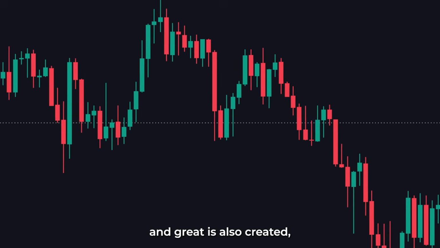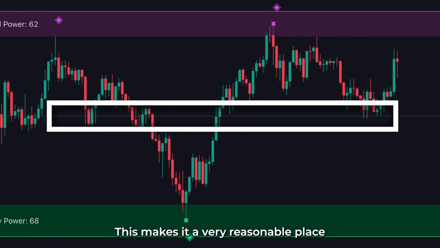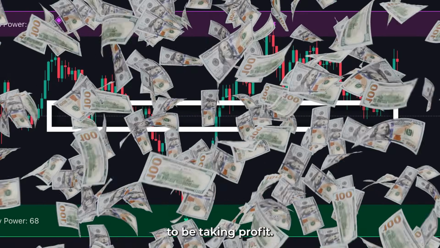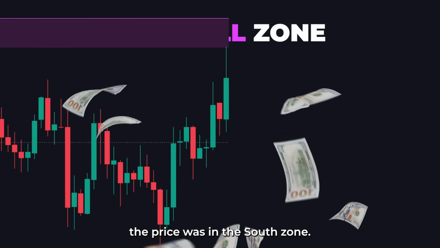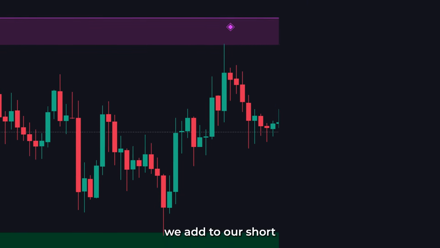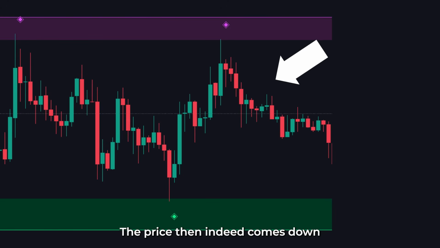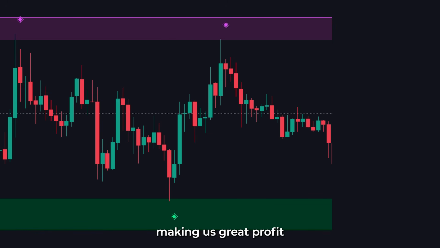A midline in grey is also created, which serves as the fair value for the price. This makes it a very reasonable place to be taking profits. For example, here the price was in the sell zone, therefore a short position makes sense. We see our diamond, we add to our short, and we set our take profit at this center point. The price then indeed comes down and hits our target, making us great profit.